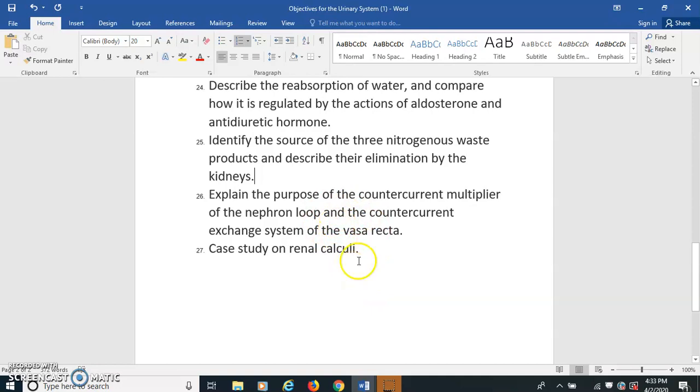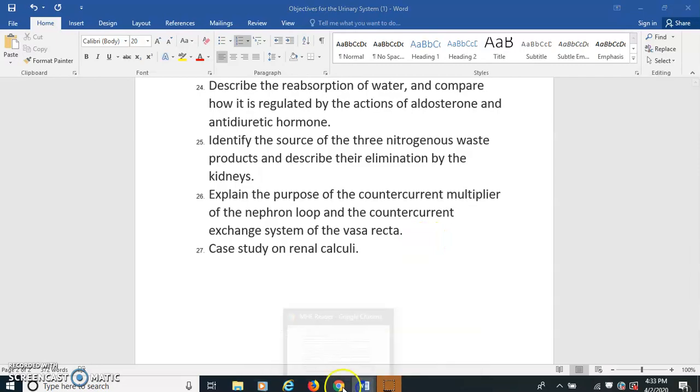Objective 26 is, in this case, I don't want you to explain counter-current multiplier or counter-current exchange system, because that gets into a lot of details I don't think is necessary.